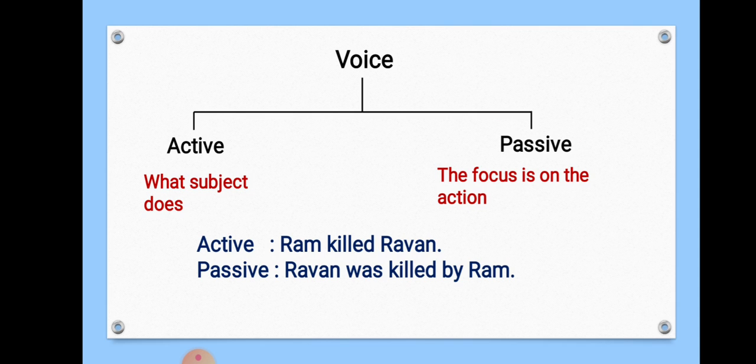Active: Ram killed Ravan. Here Ram is the doer, the subject, and so it is in the first place. And Ravan is the object. So in passive voice, what will be the situation? Ravan was killed by Ram. So here Ravan comes first, means the object comes in the first place in the sentence. And there are some changes in the verb also according to the tense. So let us see how to change the voice.